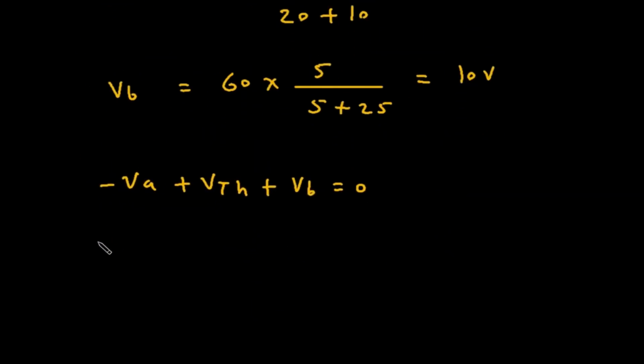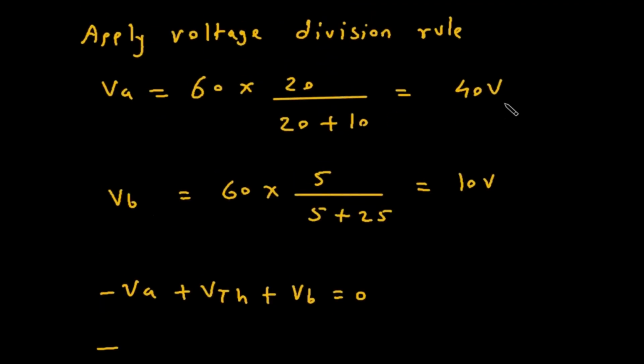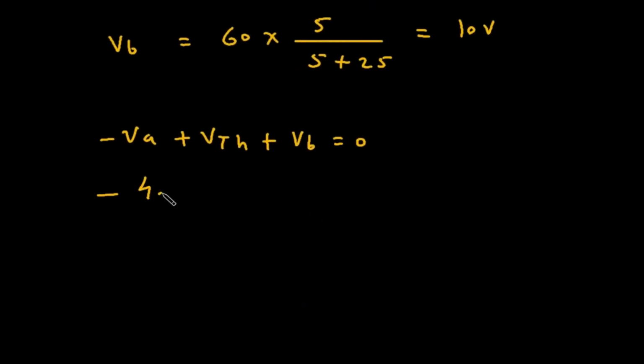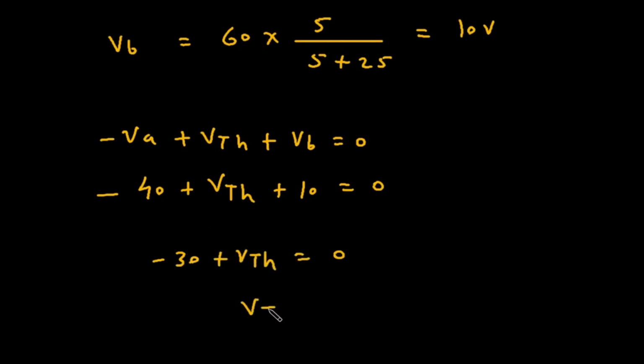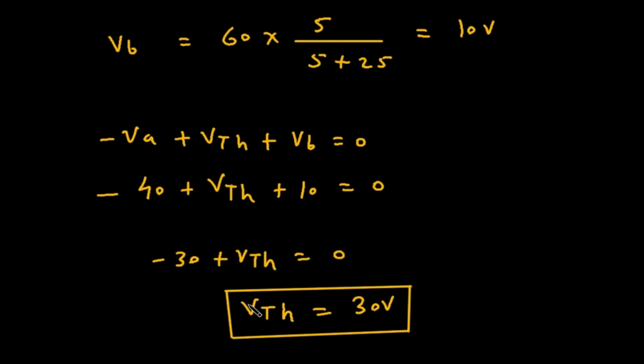So minus VA, so minus 4T plus VTH, as it is, plus VB, VB is 10 volt, is equal to 0. So this will be minus 4T plus 10 will be minus 30 plus VTH is equal to 0. Therefore VTH is equal to 30 volt.